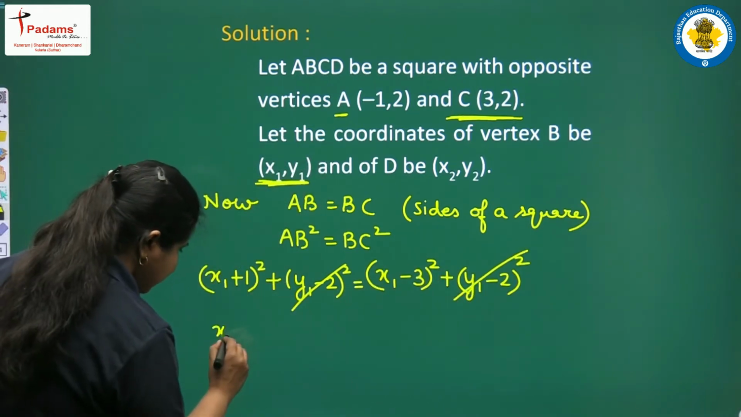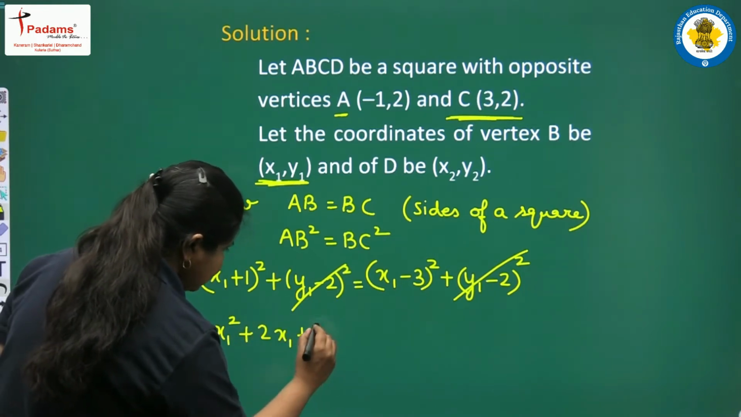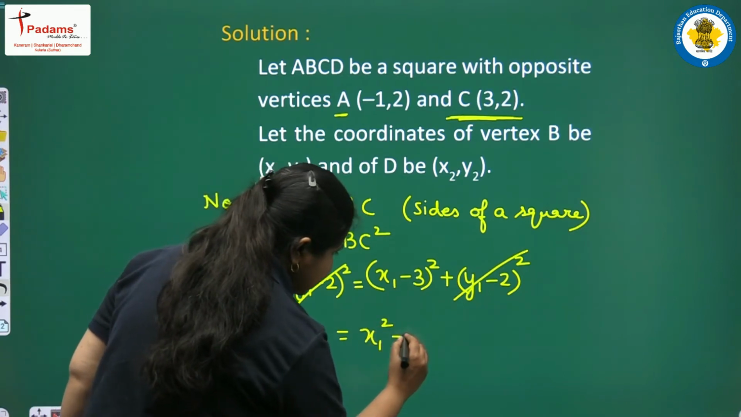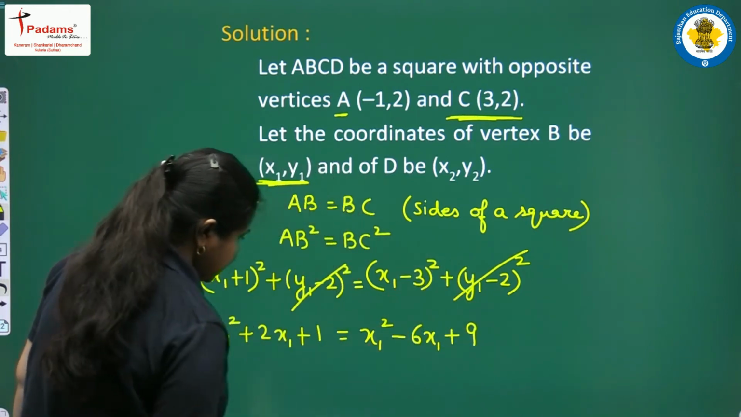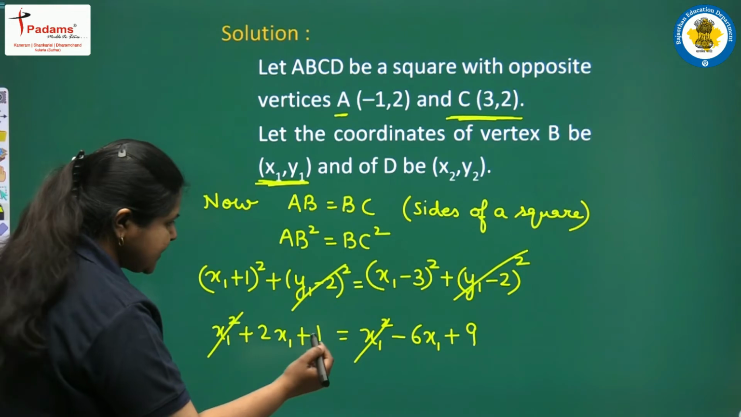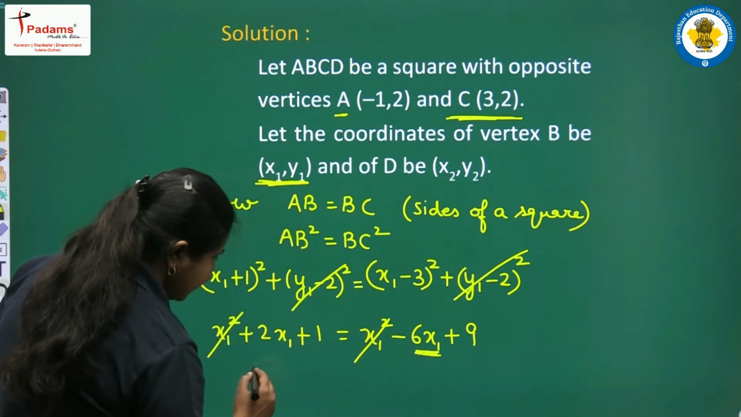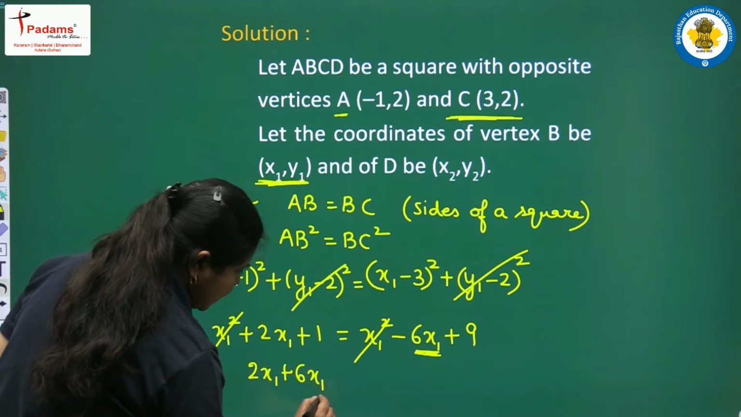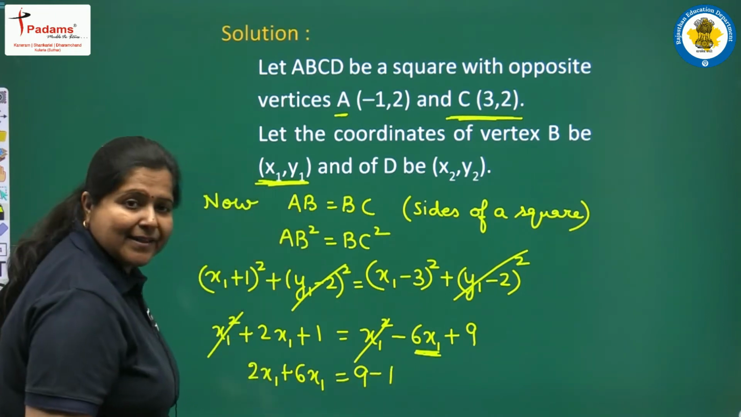This will become x1 square plus 2x1 plus 1 square will be 1. Here we will have x1 square minus 2 3s are 6 x1 plus 3 3s are 9. Again x1 square and x1 square will be cancelled, the like terms on both sides, and now we can bring this minus 6x1 to the LHS. We will get 2x1 plus 6x1. Here 9 will remain and take 1 to the other side, it will become -1.